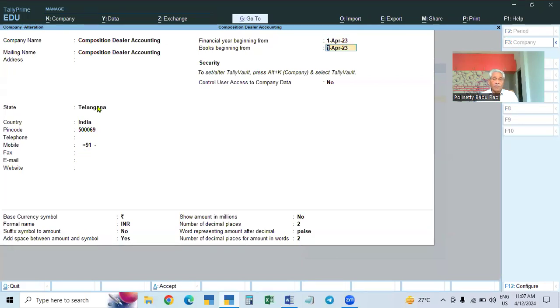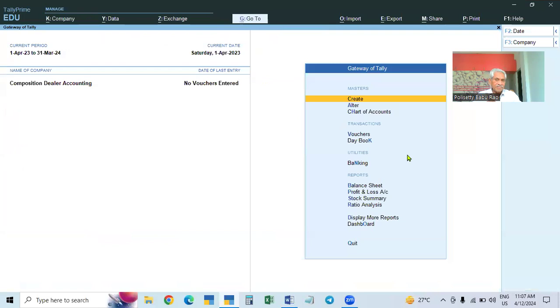But I have taken not 24 but 2324, because the returns are filed quarterly. That is April, May, June, the first quarter, will be picked up. That is why I'm taking 2324. So the system is the same. Accept this, completed.